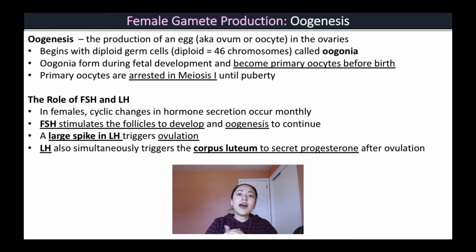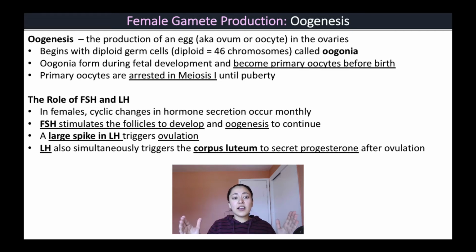So let's look at the role of FSH and LH in females and in the process of oogenesis. This differs a little bit from males, because FSH and LH levels in females undergo cyclic changes in hormone secretion that occur monthly, which coincide with our monthly menstrual cycles. FSH is going to stimulate the follicles to develop within the ovaries. And remember that each follicle contains a developing oocyte. So FSH triggers these follicles to develop and mature, and they allow oogenesis to continue.